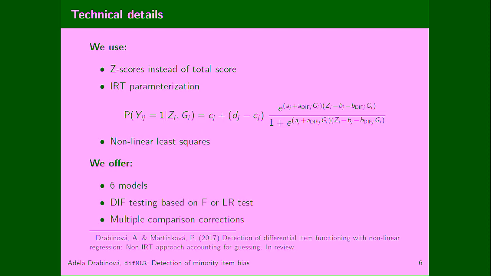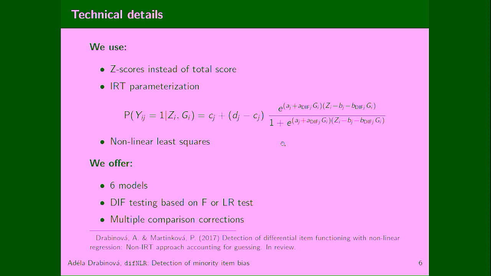Okay, so some technical details about our package. We used z-scores instead of total score and IRT parameterization because we want to compare our estimates to IRT models. So the main difference between our model and the IRT model is that instead of z-scores, IRT models use latent ability, which is a random effect of the student.